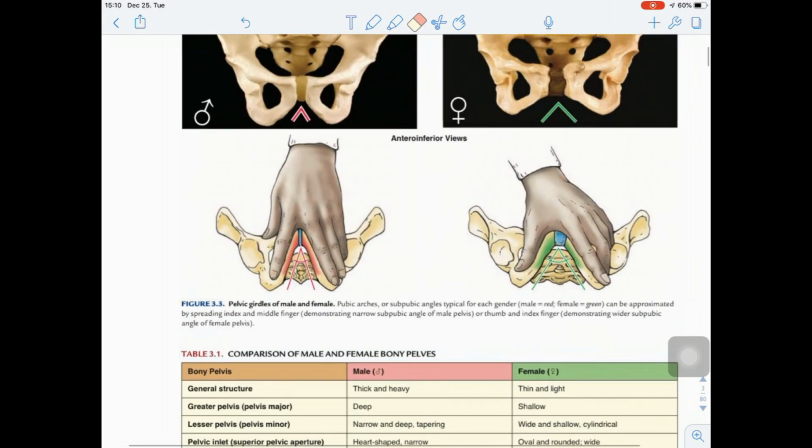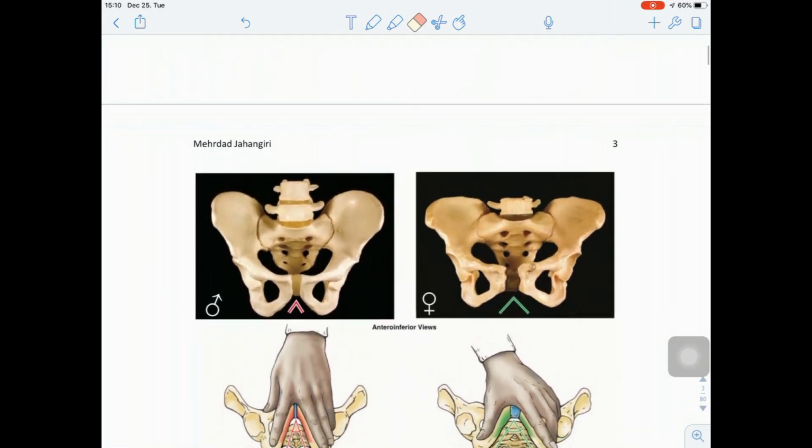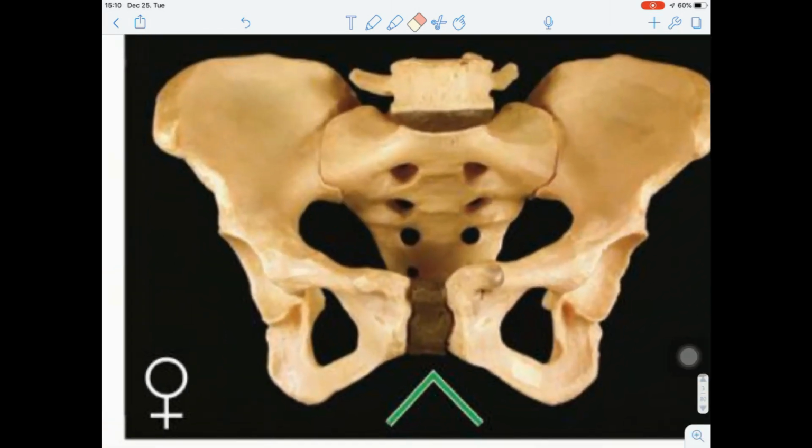Okay? Now, that's a really good picture to show you the pelvic inlet. Up here you have the ala of the ilium on each side. So here is going to be the greater pelvis. And now, what have we got here? Promontory of the sacrum, ala of the sacrum, arcuate line, and pecten pubis.